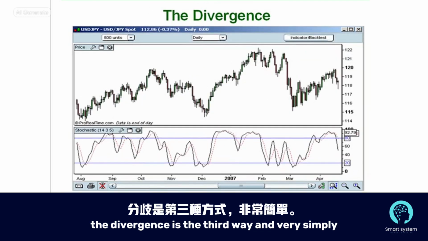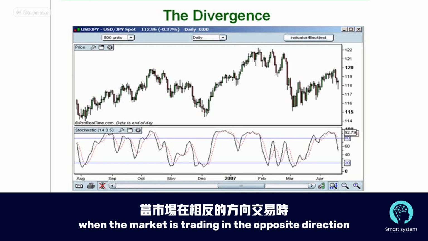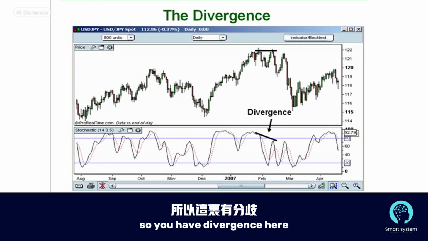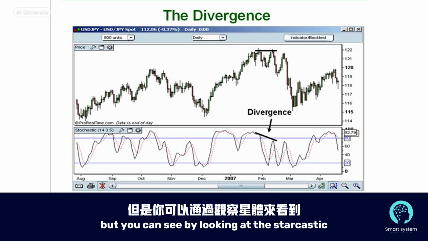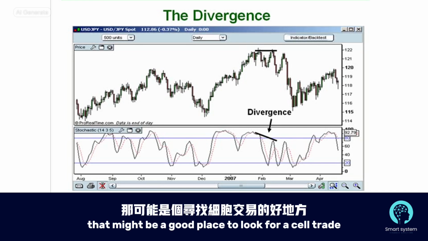Divergence is the third way, and very simply, when the market is making new highs and the market is trading in the opposite direction of the indicator, that's an indication that a reversal may be coming. So you have divergence here. And as you can see, the market's making new highs there, but you can see by looking at the stochastic that momentum in the market is not following upwards. That might be a good place to look for a sell trade.